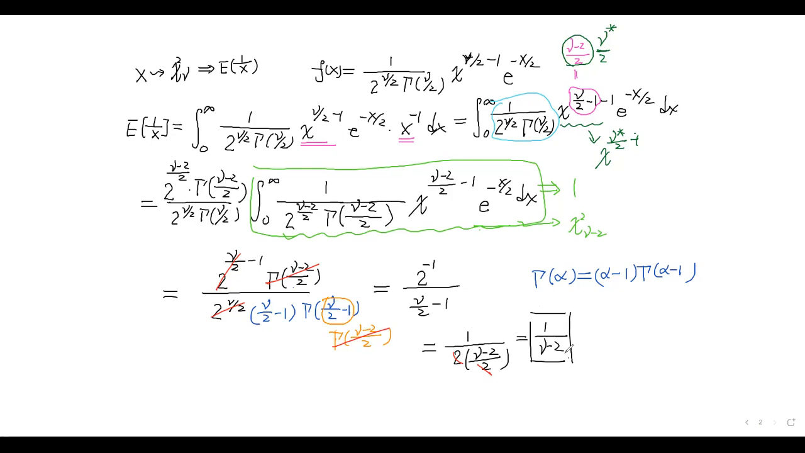So that's what I can show: the expected value of 1 over x is equal to 1 over V minus 2. Of course, V minus 2 has to be greater than 0, so the degrees of freedom V has to be greater than 2. So that is the expected value of 1 over x if x is a chi-square.